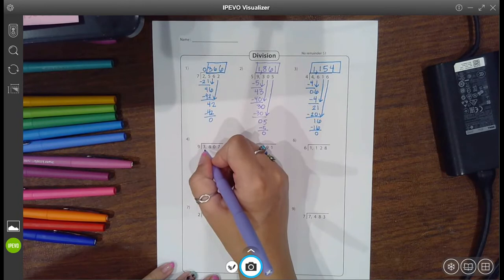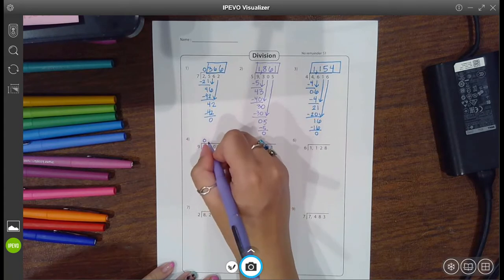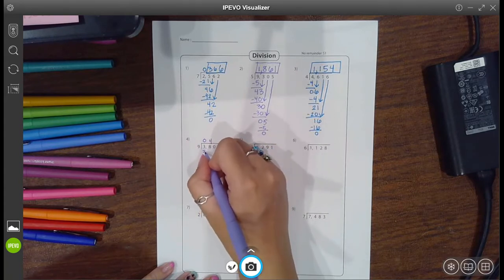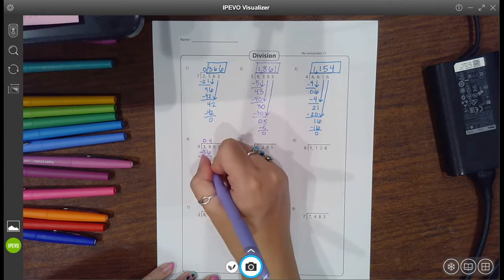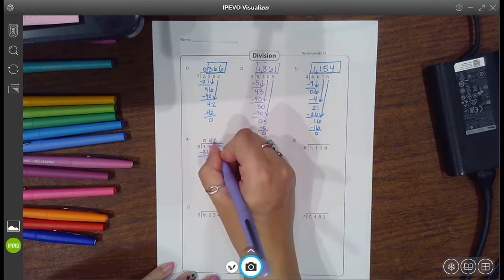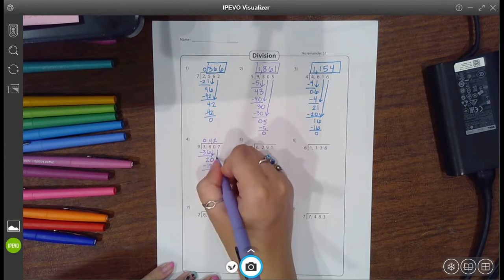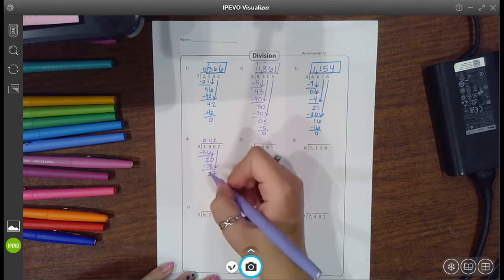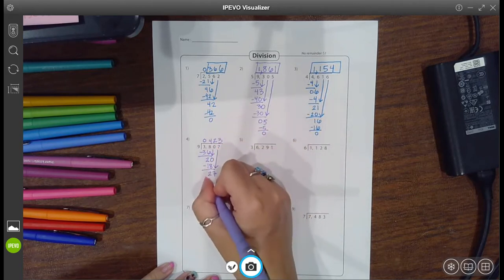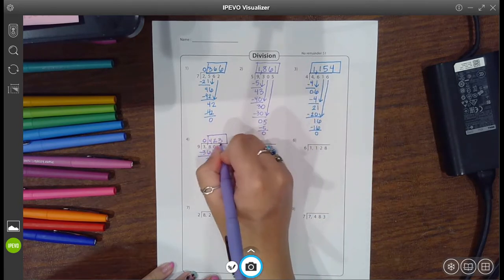Okay, can 9 go into 3? No. But can it go into 38? Yes. How many times? 4 times. Because 9 times 4 is 36. When you subtract that, you get 2, which is less than 9. So I'm good to keep going and bring down my next number. 9 goes into 20 2 times, because 9 times 2 is 18. When you subtract those, I get 2. Bring down your next number. And 9 goes into 27 3 times. Okay, we're lucking out that these all go in evenly, but if you notice, this worksheet says no remainders. So all of these should have no remainders.